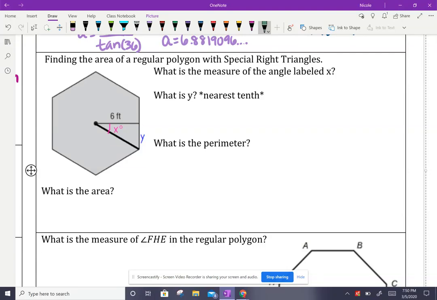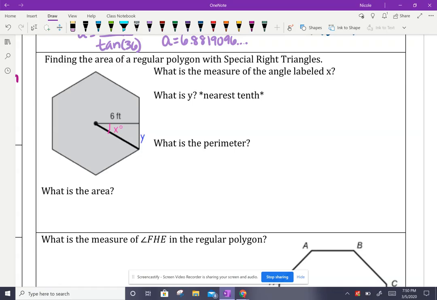Okay, so we're going to do the same idea. We're going to find the area of our regular polygon, but we're going to do it with special right triangles, because some of our polygons are going to lead us to special right triangles, which we should then have memorized, all of our 30, 60, 90 and 45, 45, 90 rules. So we look at our shape.